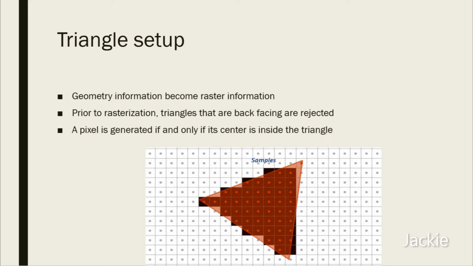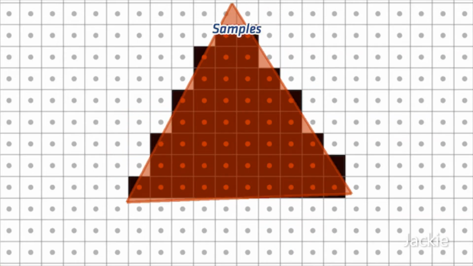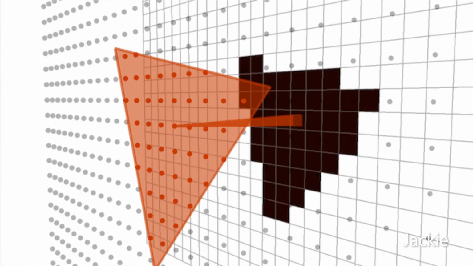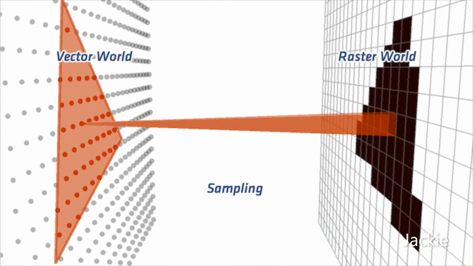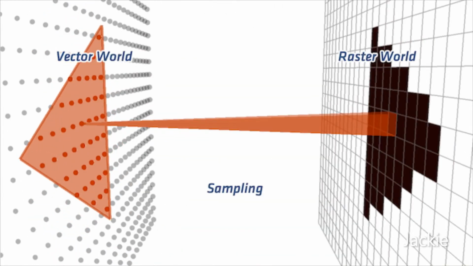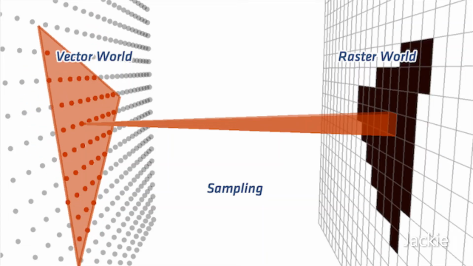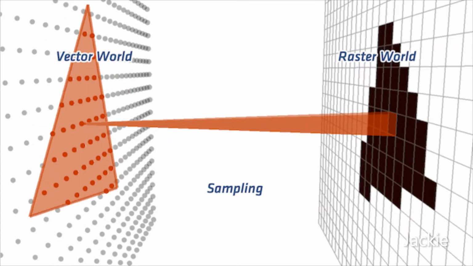The third stage is the triangle setup. In this stage, geometry information becomes raster information. This means screen space geometry is the input and pixels are the output. Prior to rasterization, triangles that are back-facing or are located outside the view are rejected. A pixel is generated if and only if its center is inside the triangle. Every pixel generated has its attributes computed through perspective correct interpolation of the three vertices that make up the triangle.